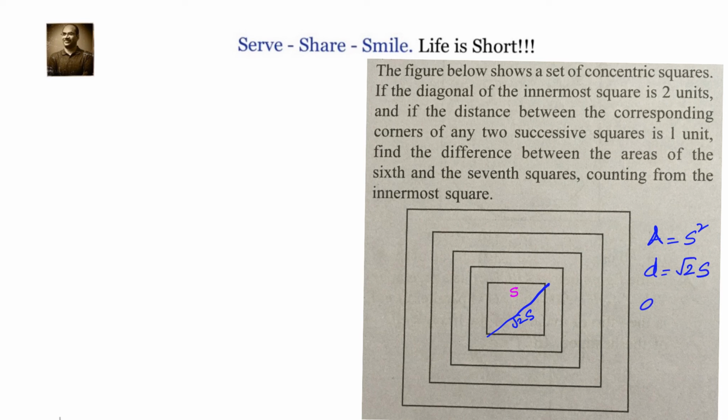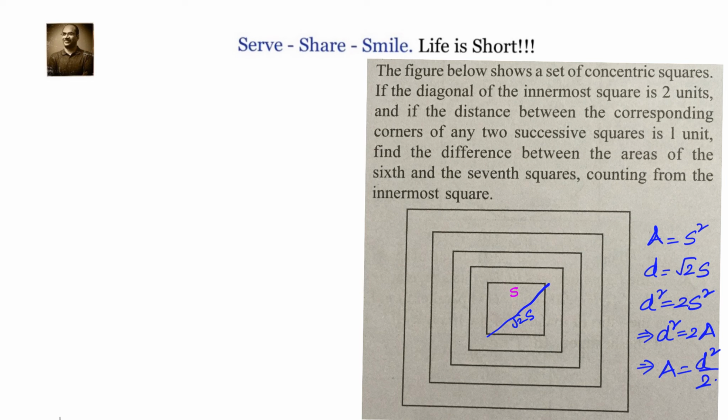Now let us square and see what happens. We have d square equals 2s square, which is equal to 2 times the area. So we know now that area can be written not only as side square, it can be written as half of diagonal square.